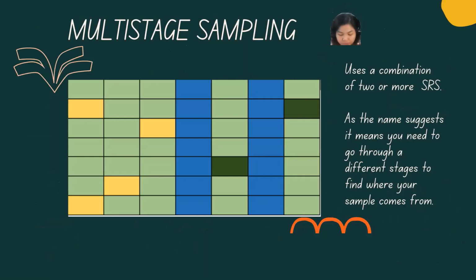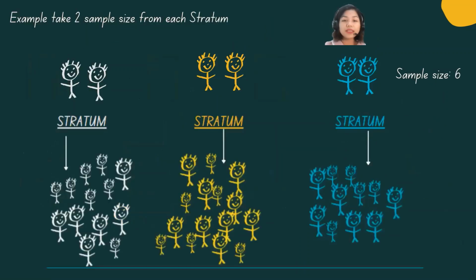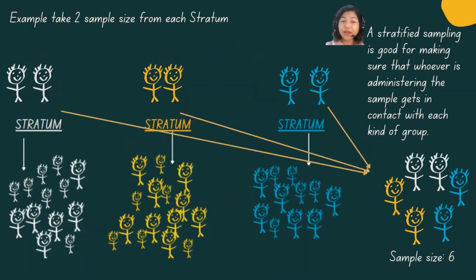That's it, right? So how about multi-stage sampling? Multi, meaning there are a lot of stages of sampling. Kasi nga, this multi-stage sampling, it uses a combination of 2 or more SRS. For multi-stage, in each level po, meron po tayong gagawin na SRS.